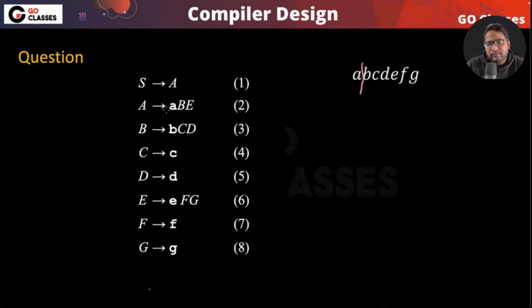Okay, this is A. Everything is just having one production. This is A, then B E, then I think this B is starting with B, this C is starting with C, D E F G. Everything is just one production only. This A, I don't think the parser will reduce to something.